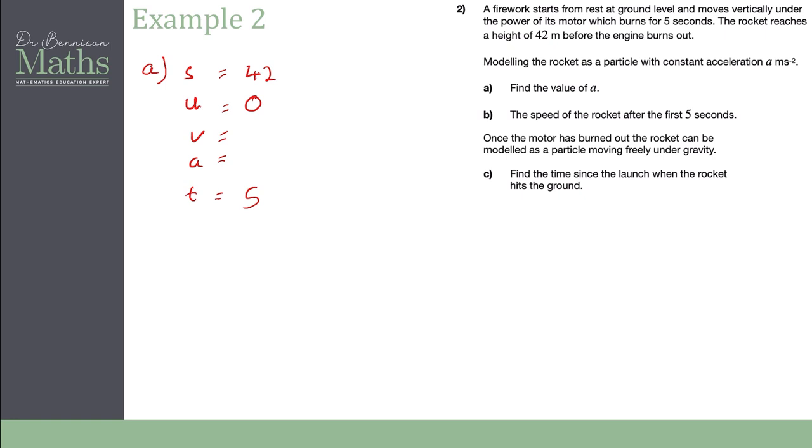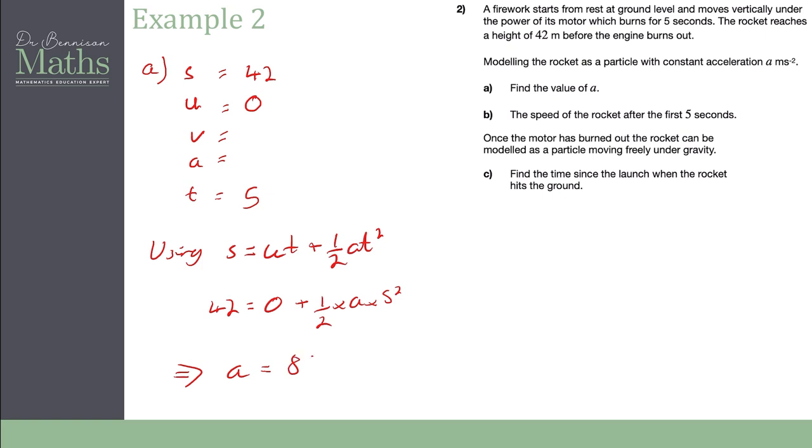Well, I can use s equals ut plus a half at squared. So 42, u is 0, so that's 0, plus 1 over 2 times a times 5 squared. So a then is 84 over 25 meters per second squared.